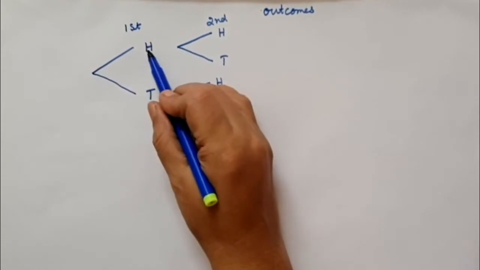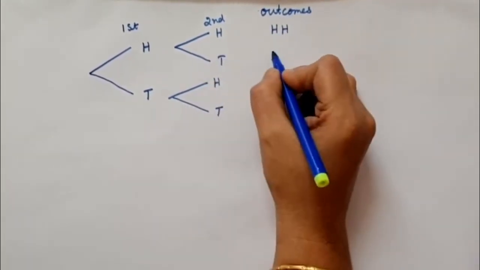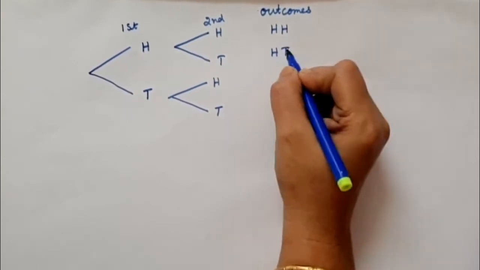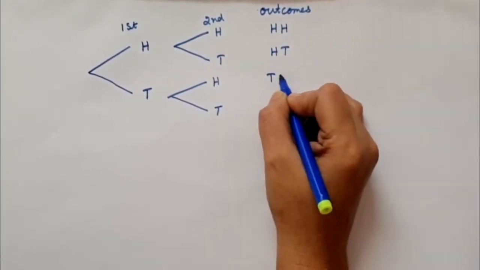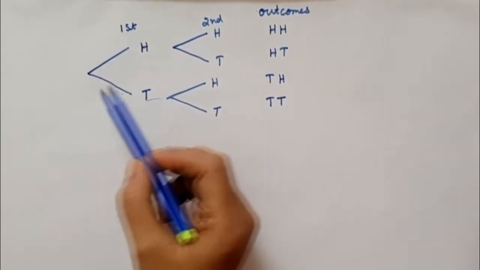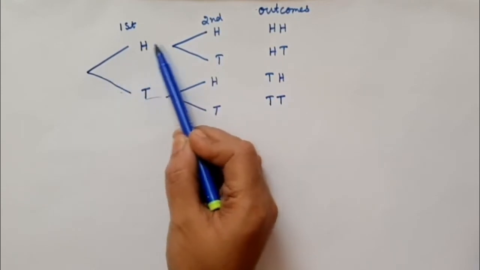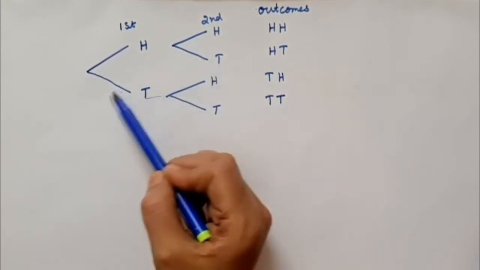Now all the possibilities which we get, we write as outcomes. These are the outcomes. That is, first time a head, second time also a head. First time a head, second time a tail. Then first time a tail, second time a head. Then tail and a tail. So when we start from this point, we reach this, so we go along the branch like this.